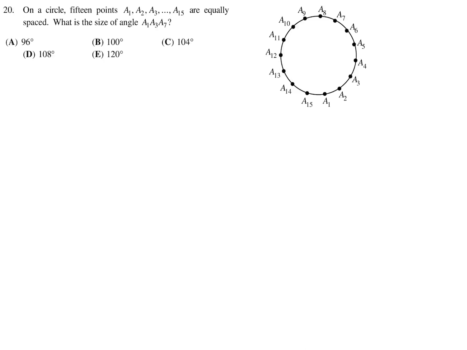On a circle, 15 points, A1, A2, A3, all the way up to A15, are equally spaced. What is the size of angle A1, A3, A7? So first of all, what are they asking us? We have to make that clear. This is A1, this is A3, and this is A7. So you have to draw an angle like that. That's what they're asking. They're saying, what is the value of this angle right here?